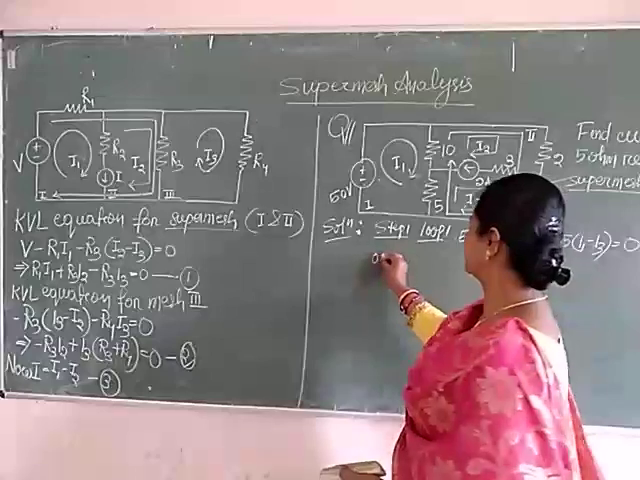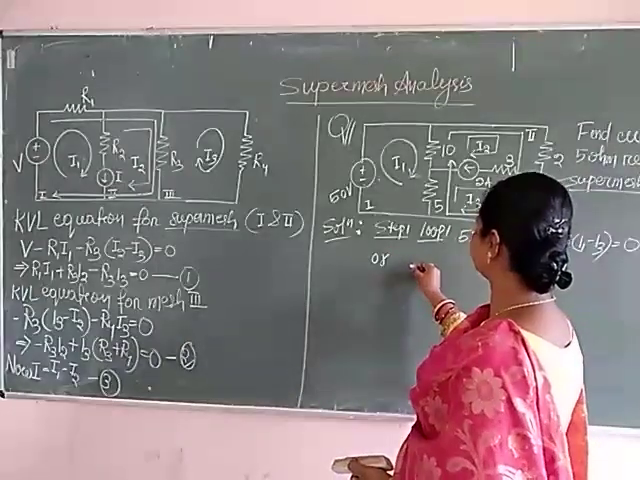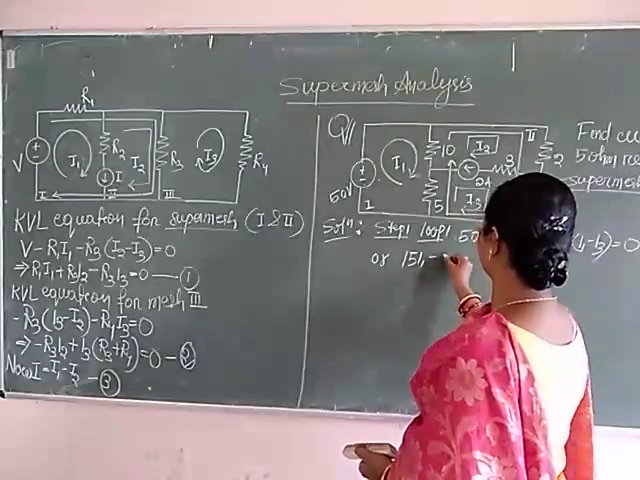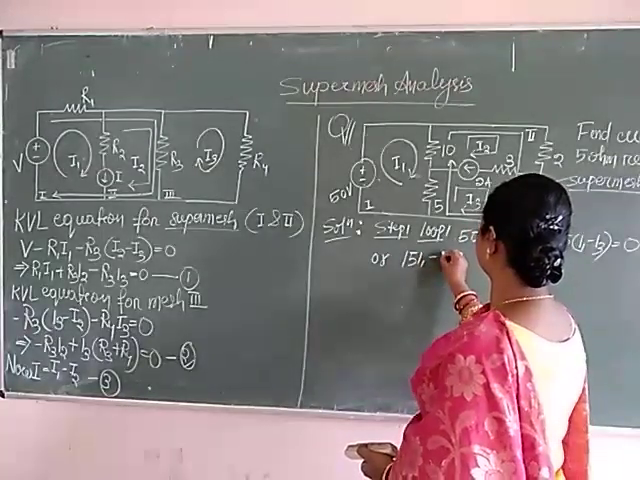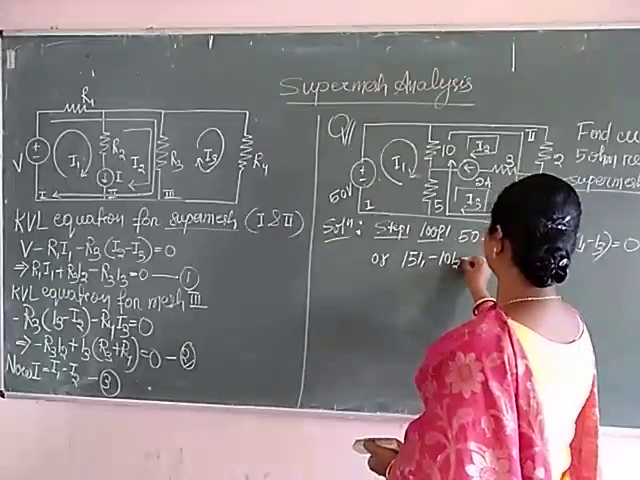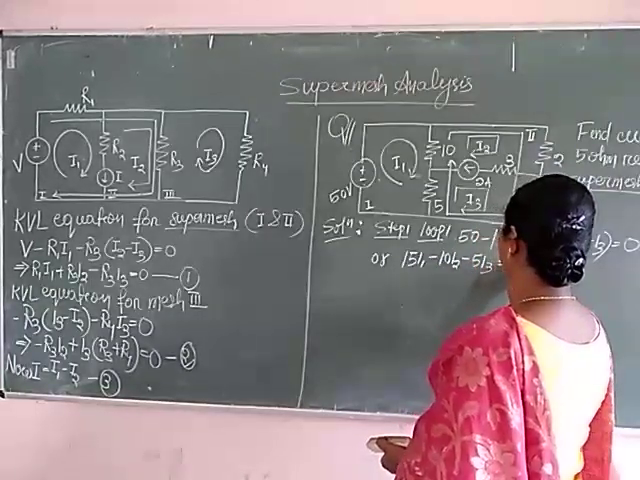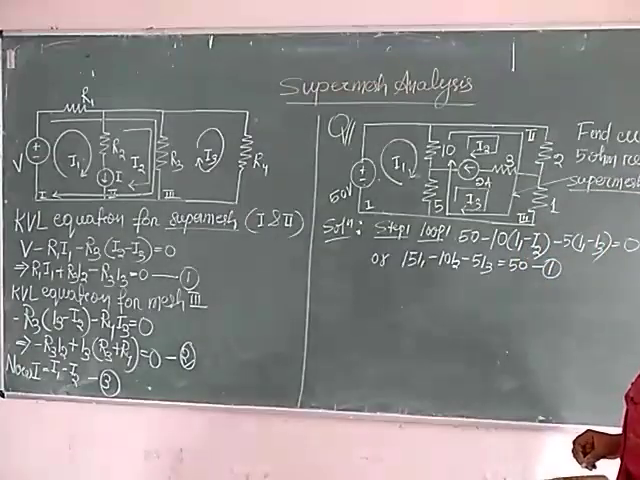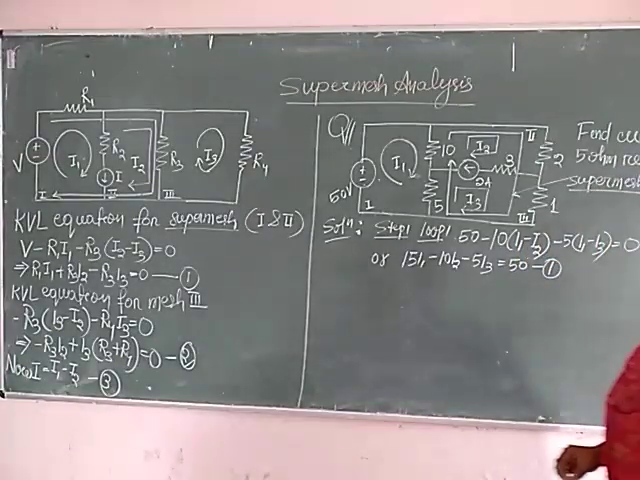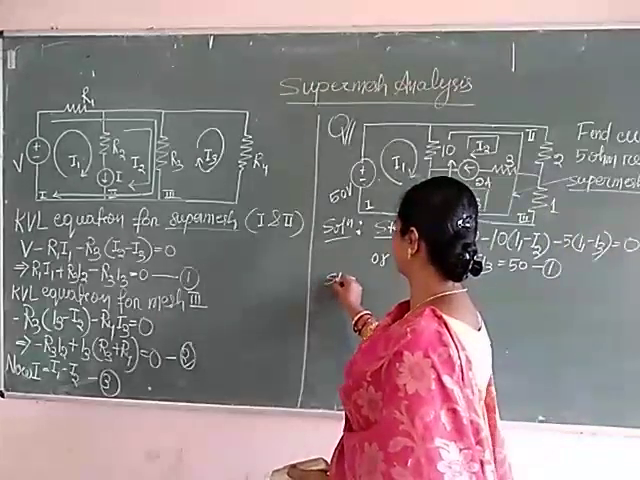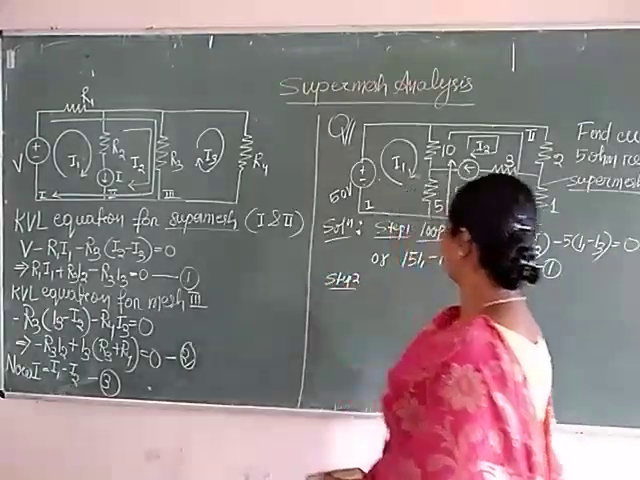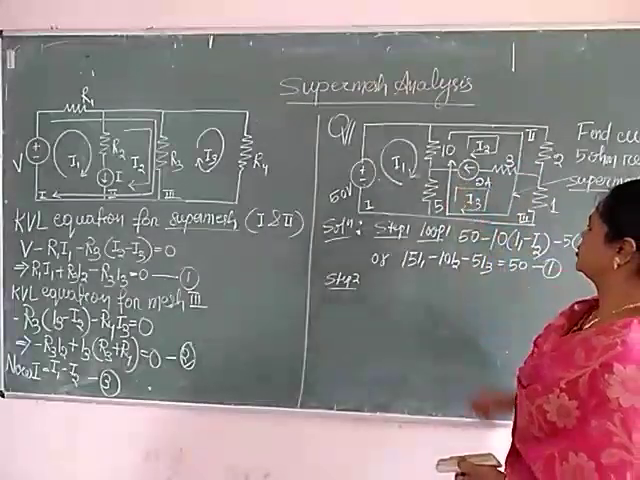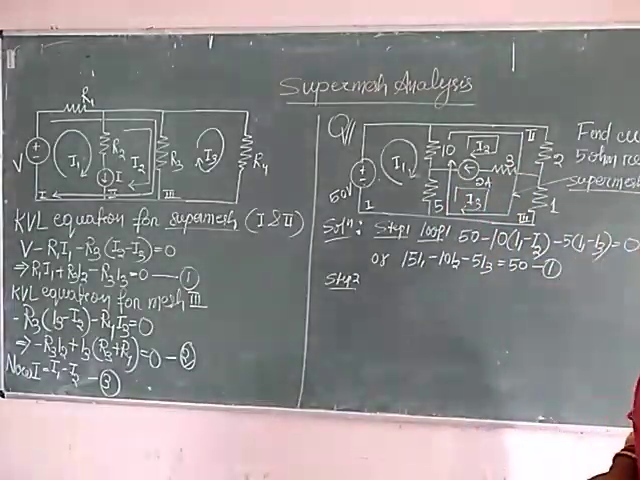If you simplify this equation, you get, take it as equation number 1. Then next step, step 2. You write the KVL equation for this super mesh.